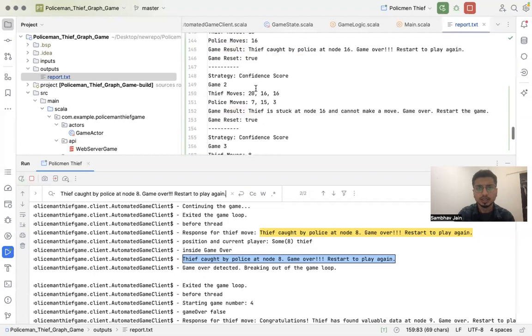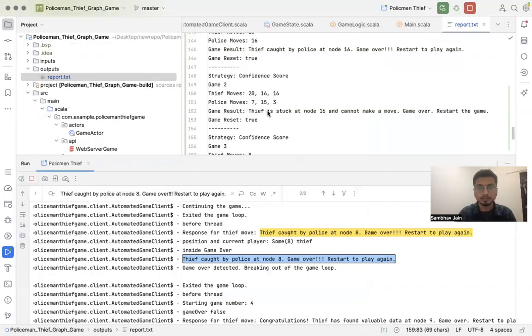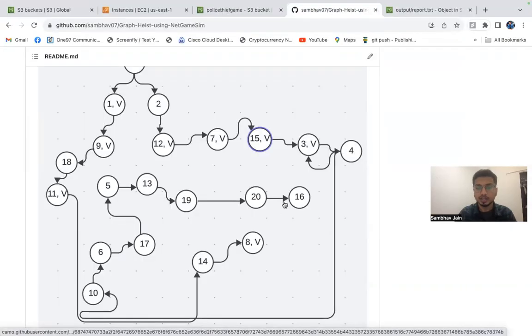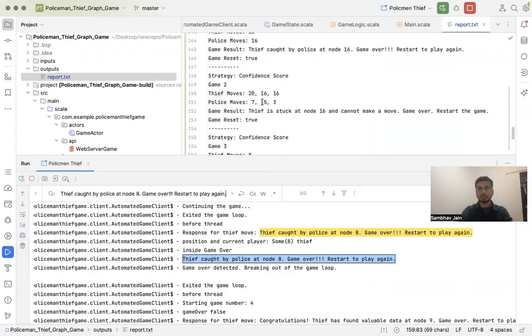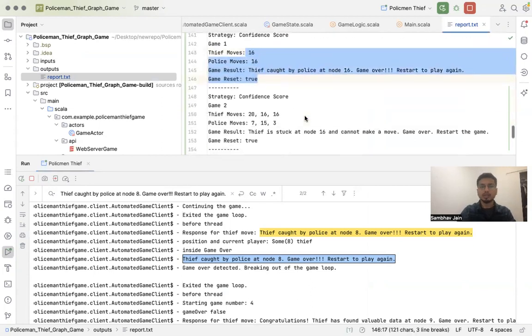And similarly for game number 2, thief is at 20 and police is at 7. Then police makes a move to 15, thief makes a move to 16. Then police makes a move to 3 and thief makes a move to 16 again, and they are stuck. And that's how it ended. And this is again the case where the thief is caught by the police.